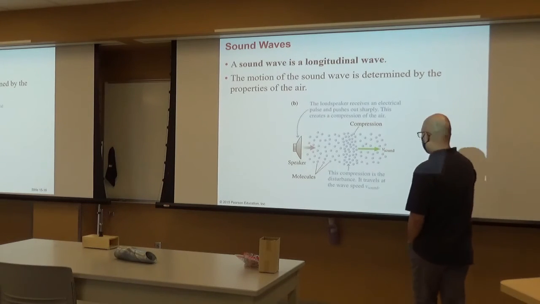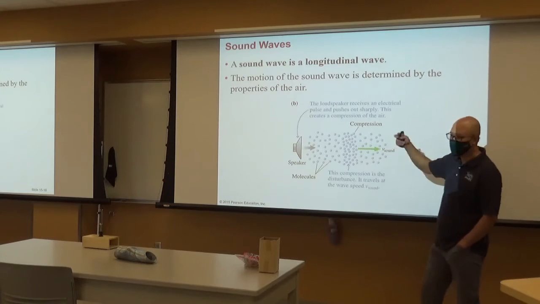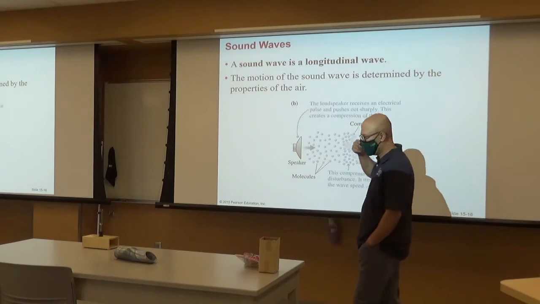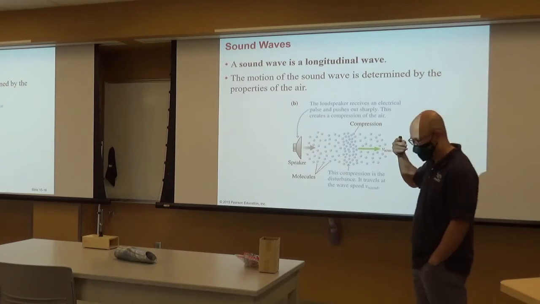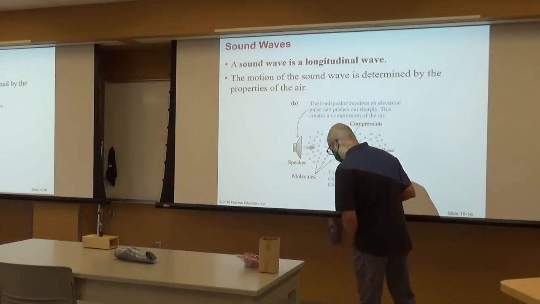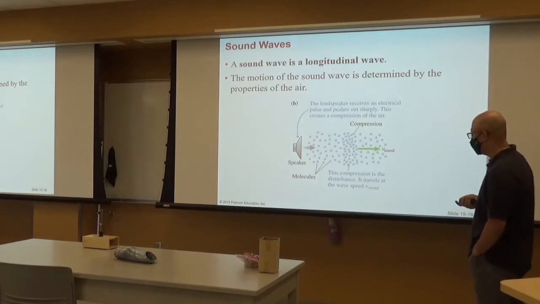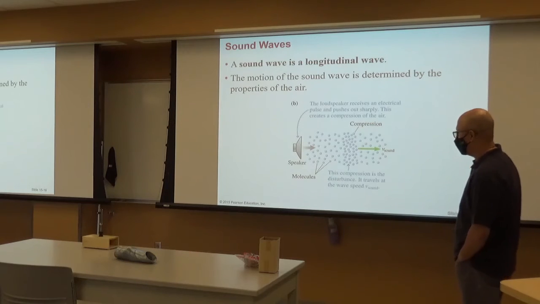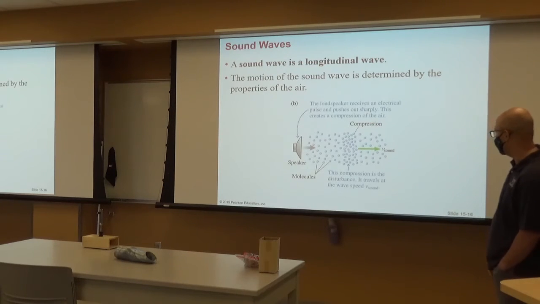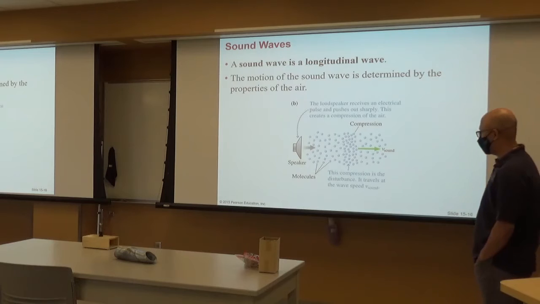And when this disturbance hits your ear, you have eardrum. It vibrates your eardrum, and there are nerves in your ear. There are 3 types of bones. It vibrates the bones, and it sends the signal to your brain through some kind of nerves, and your brain interprets the sound.